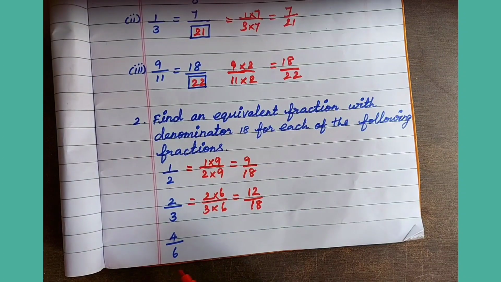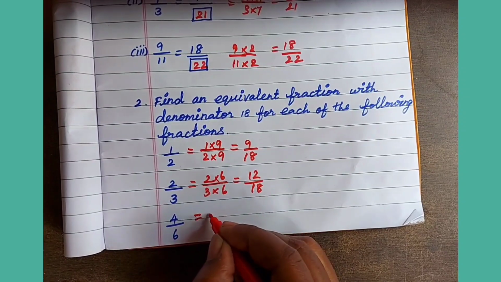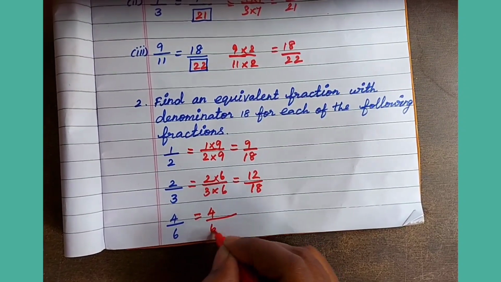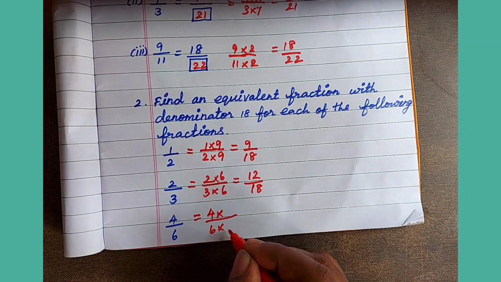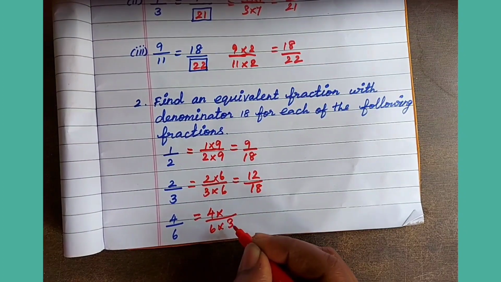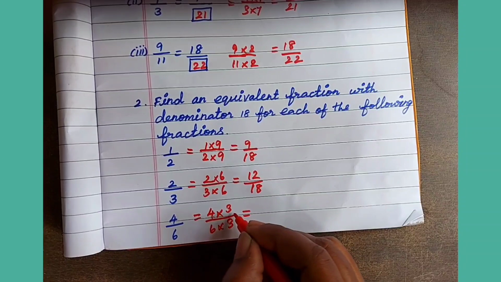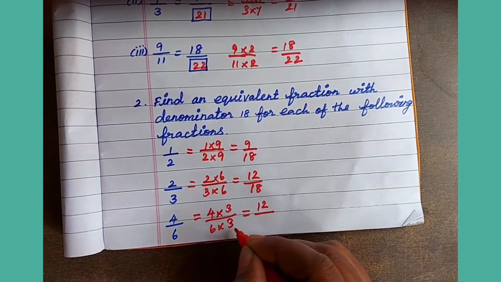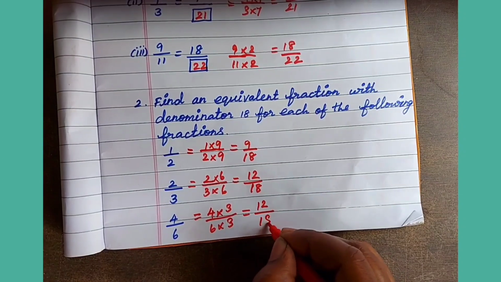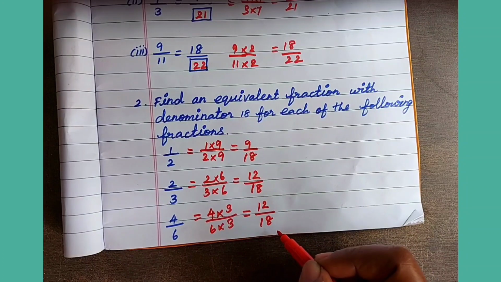Next value is 4 by 6. Which number do we have to multiply? 6 into which number? Yes, multiply by 3. 6 3s are 18. So the same number we multiply to the numerator also. 4 3s are 12 divided by 6 3s are 18. So the denominator values are 18, 18, 18.